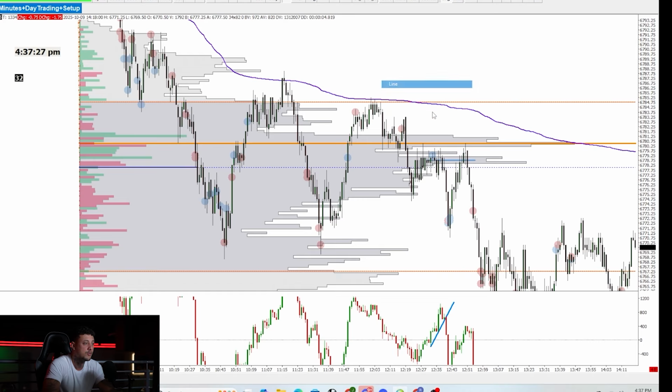My stop loss was above the high here at the 81.25s, which is just slightly above this high right here at the 80.75s. And then my take profit was actually this low of day all the way down here. Now, I didn't end up catching the entire move.